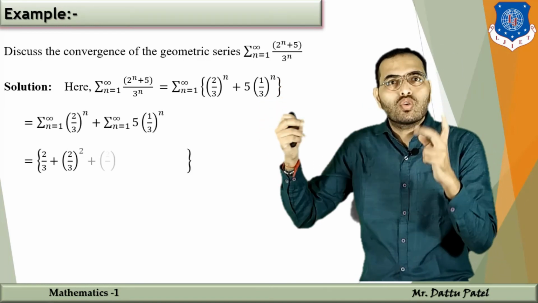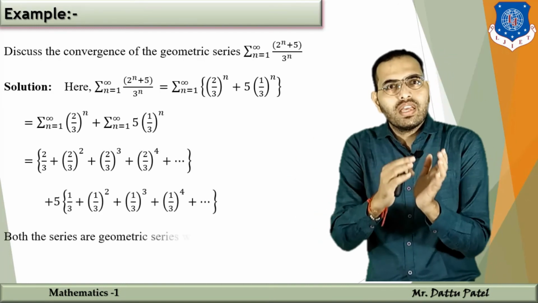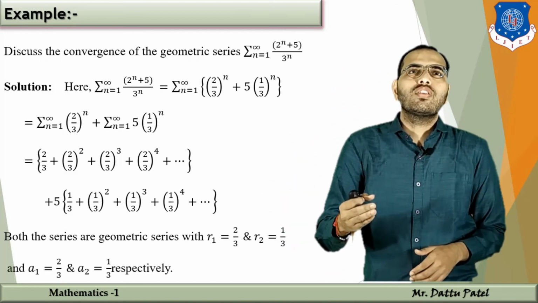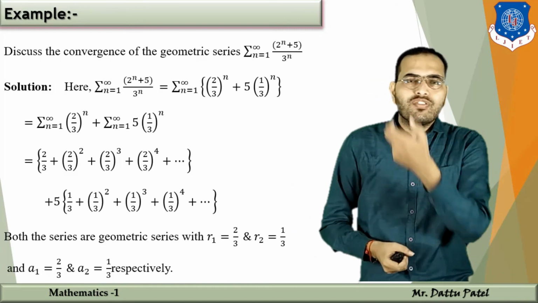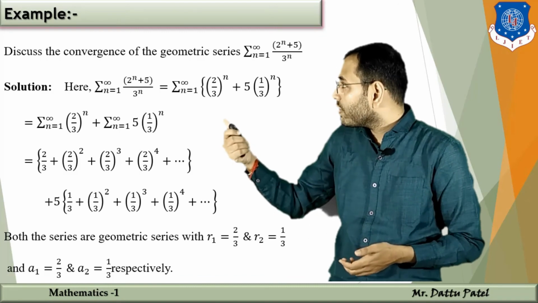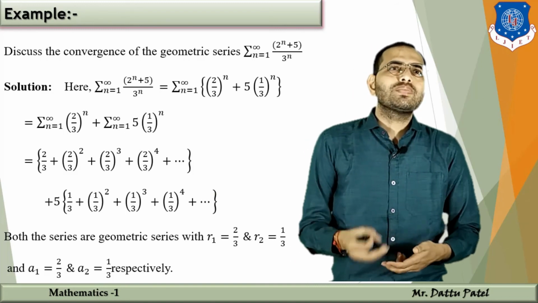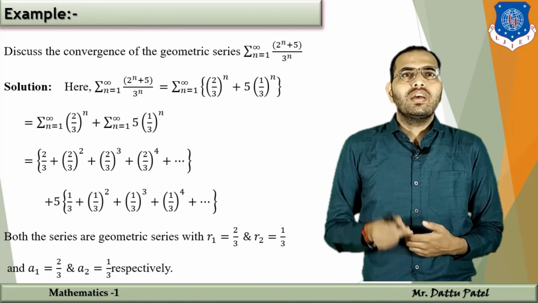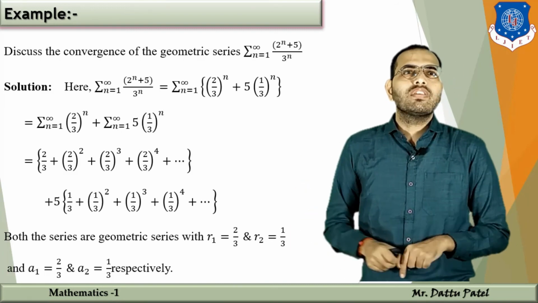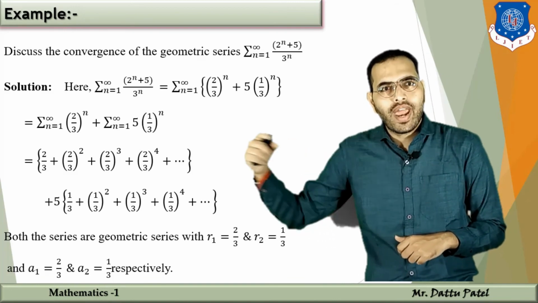We split it into the two series sigma un and sigma vn. With the help of properties, we take the individual series. Then it becomes summation n equal to 1 to infinity of (2 by 3) raised to n plus 5 common out times (1 by 3) raised to n. Now substituting n equal to 1, 2, 3, 4 and so on in both series, it becomes 2 by 3 plus (2 by 3) square plus (2 by 3) cube and so on, plus 5 which is common, and the remaining terms 1 by 3 plus (1 by 3) square plus (1 by 3) whole cube plus (1 by 3) raised to 4 and so on.